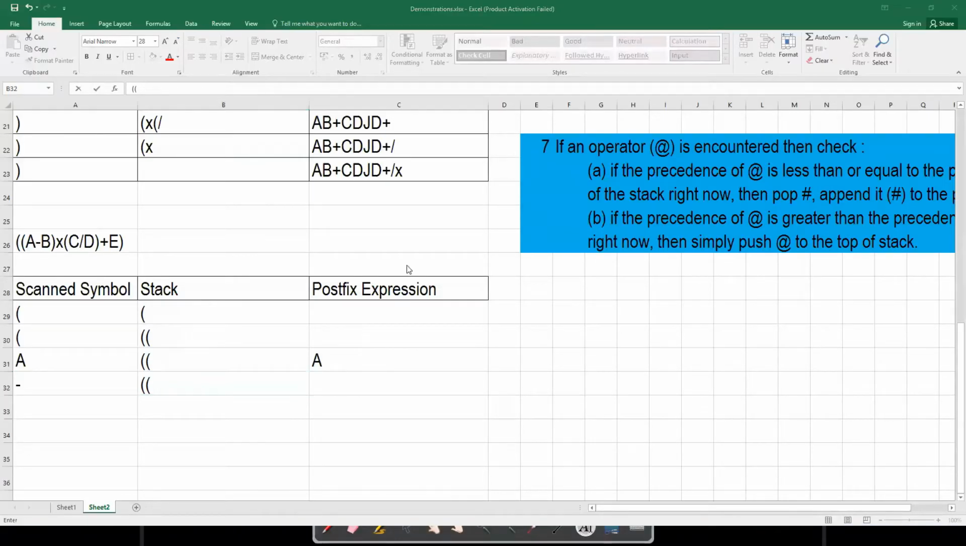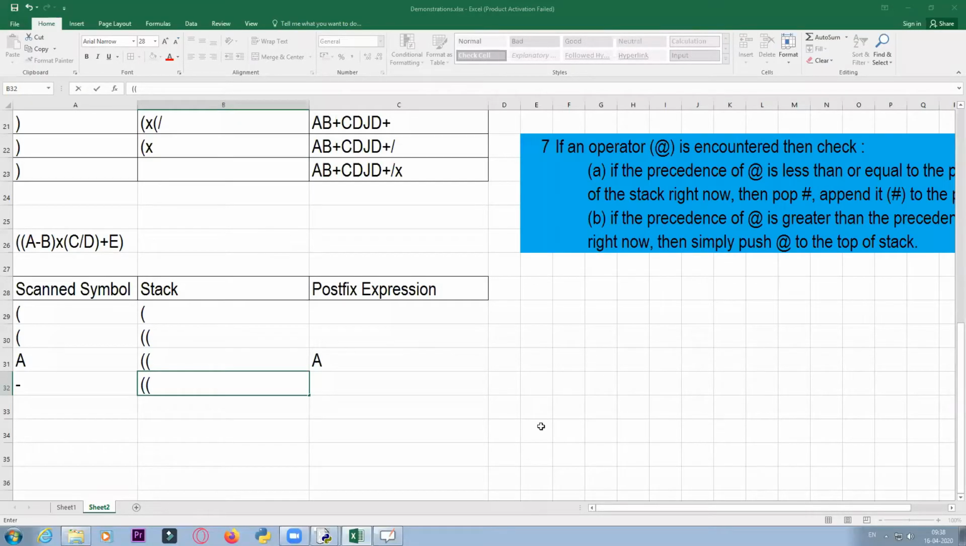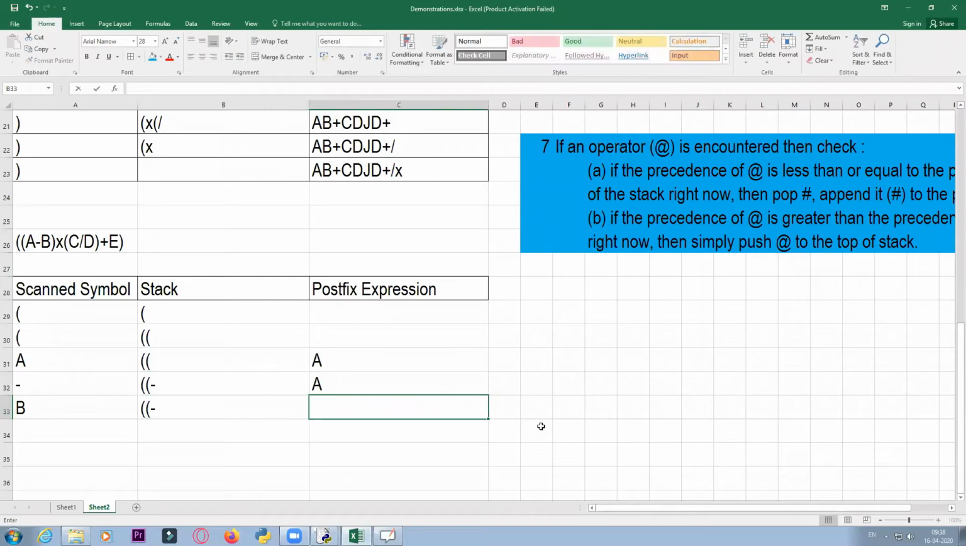No, there is no operator on the stack. That is the reason why what we are going to do is simply push this operator to the stack. A will be written as it is. Then you have B, because B is an operand, hence simply append it to the expression.